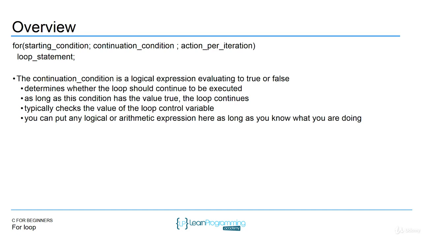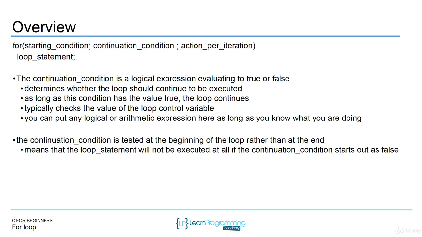The next thing I want to talk about is the continuation condition, the part after the first semicolon in the for loop. This is a logical expression. This is the condition that's going to evaluate to true or false. This is when you're going to jump in the loop or exit the loop. This determines whether the loop should continue to be executed. As long as this condition has a value of true, the loop is going to continue to execute. All the statements in the body are going to get executed. This will typically check the value of the loop control variable. So you initialize the loop control variable in the starting condition, and then you look at it in the continuation condition. You can put any logic or any arithmetic expression here as long as you know what you're doing.